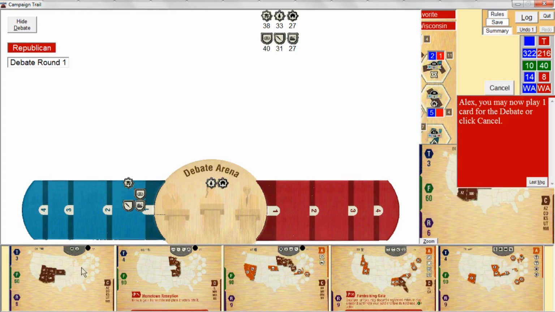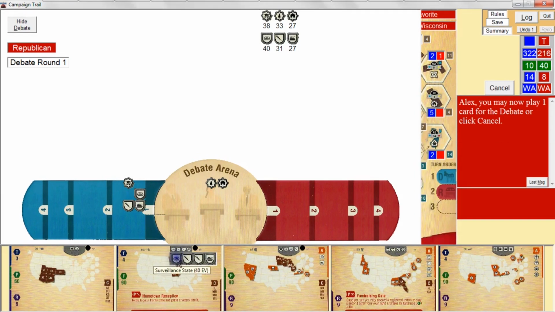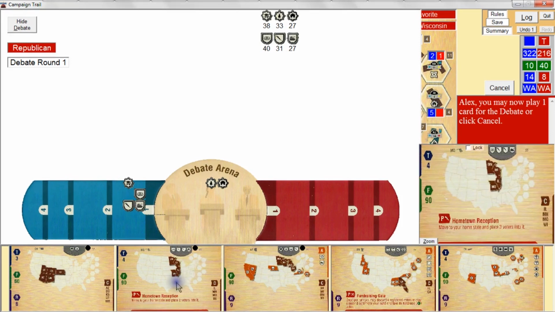Now, still debate round 1. Alex gets to play a card. So she's got 3 cards that are all good. Yeah, so she plays this card. It's going to move surveillance back to the center, and it'll move military back to the center, and move drug trafficking to the center and back to space 1 of her track. I think that's the card that she is going to play for now.